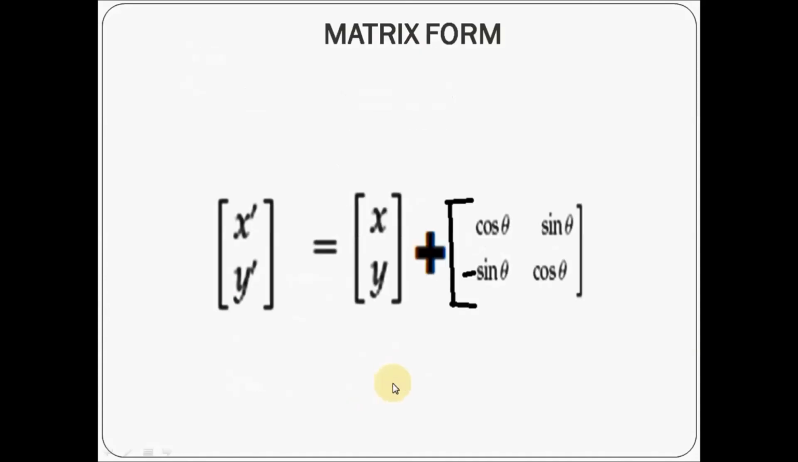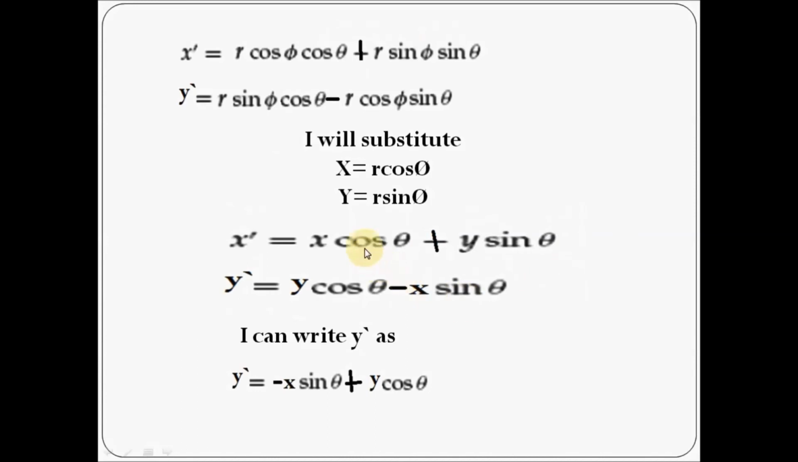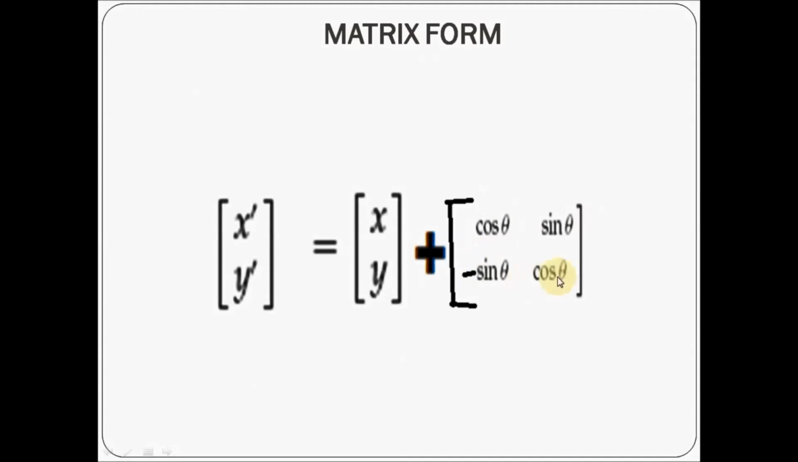Right? Now next, this is the matrix form. X dash, y dash is equal to cos theta, sin theta, minus sin theta, cos theta, multiplied by x, y. So this is the matrix form for clockwise rotation. Getting, guys?